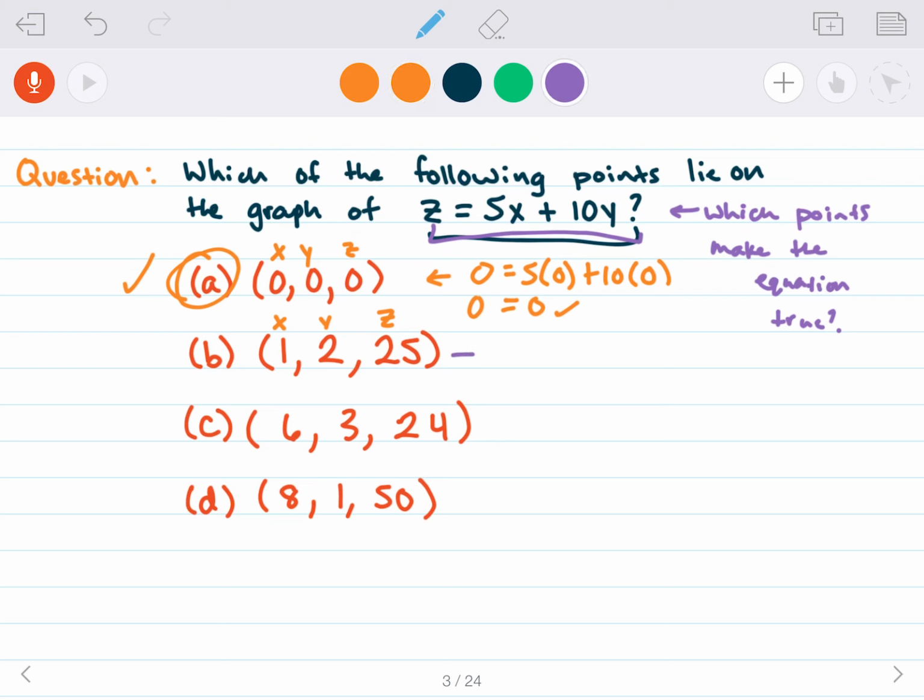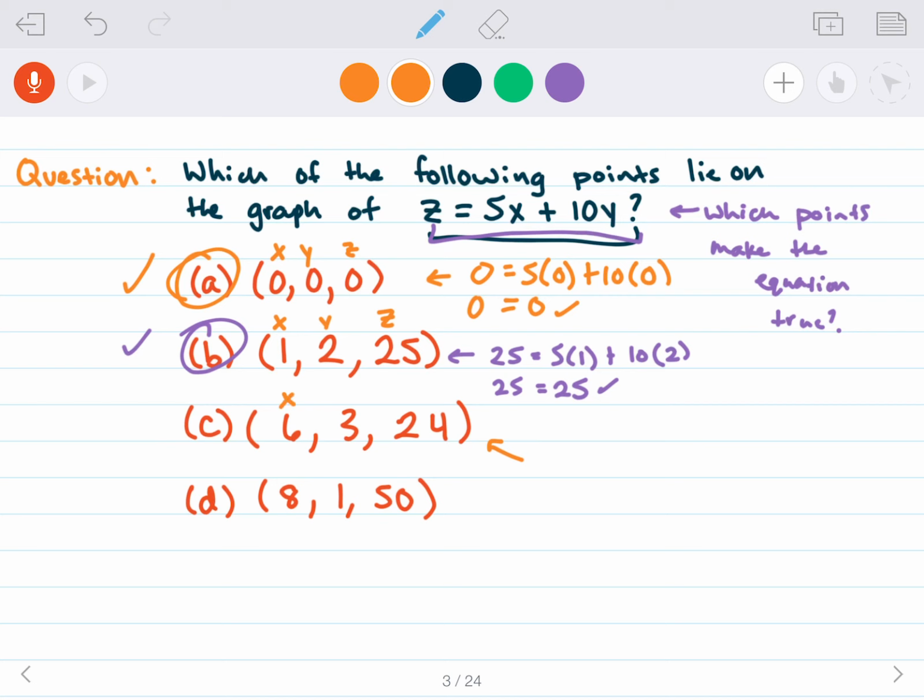Plugging this into our equation, we get 25 is equal to 5 times 1 plus 10 times 2. And simplifying the right side, I get 25 equals 25. That's true. That's on the graph as well. What about 6, 3, 24?